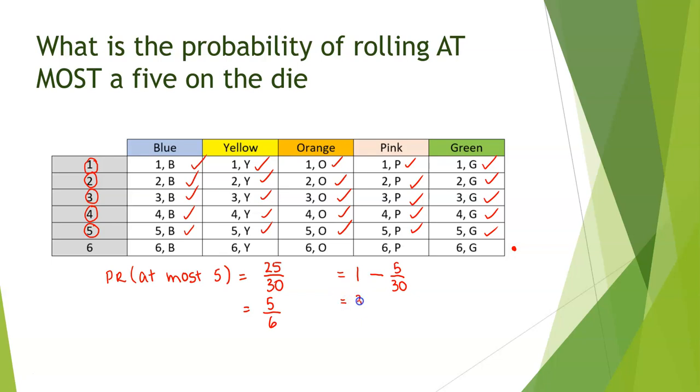Now, 1 minus 5 on 30. Remember, 1 is the same as 30 on 30. So 30 divided by 30 minus 5 divided by 30 will give me 25 out of 30. The same answer that I got over here. And then, of course, I can simplify it again and make it 5 out of 6. This is probably a much quicker way to do the same problem. You can do them either way. It doesn't matter. You'll still get the right answer.